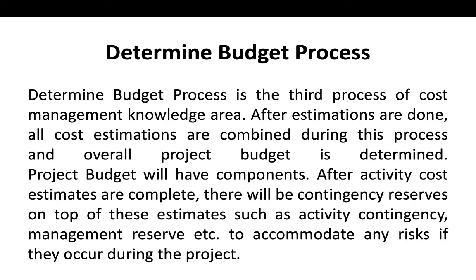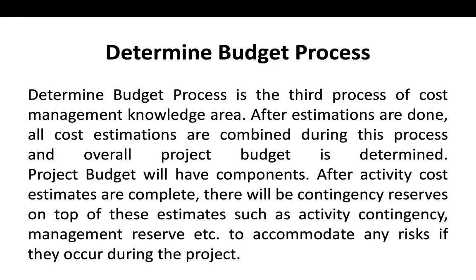Now the third step is the determine budget process. Determine budget process is the third process of cost management. After estimating is done, all cost estimations are combined during this process and the overall project budget is determined. The project budget will have components. After activity cost estimates are complete, there will be a contingency reserve on top of these estimates.